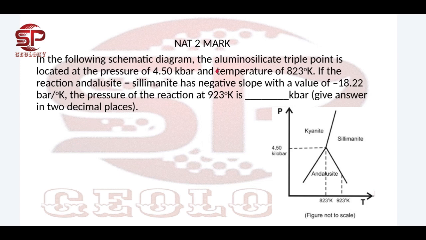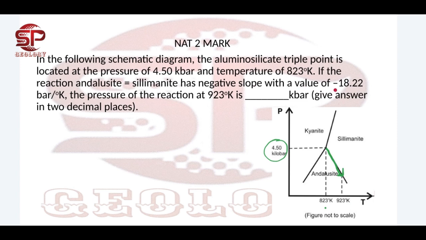Next comes the following schematic diagram. The aluminum silicate triple point is at 4.50 kilobar, and the temperature at this point is 823 Kelvin. So a reaction is proceeding here where andalusite and sillimanite coexist with each other. When the reaction is proceeding here, the temperature changes from 823 Kelvin to 923 Kelvin.